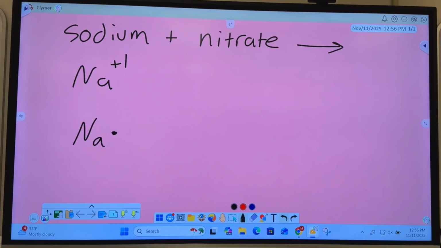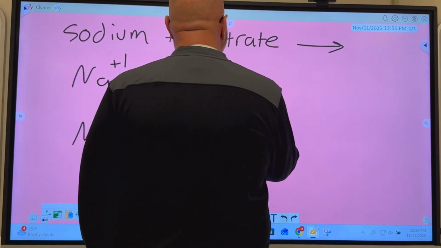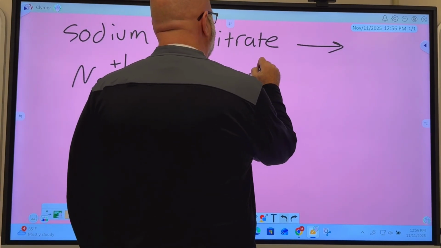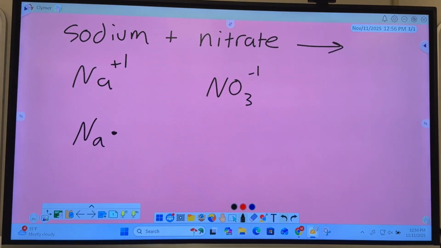So what is this going to look like? What's the ion symbol going to be for this one? And it should be right there in your notes. We wrote it a second ago. What's that going to be? NO3 with a -1 on it. What about the dot notation for a polyatomic ion like this? What's that going to look like? How many dots will this have?